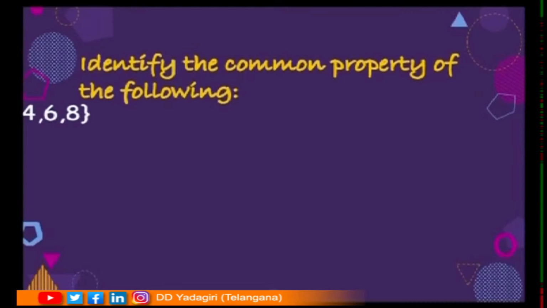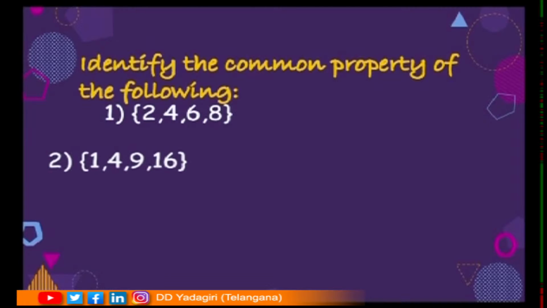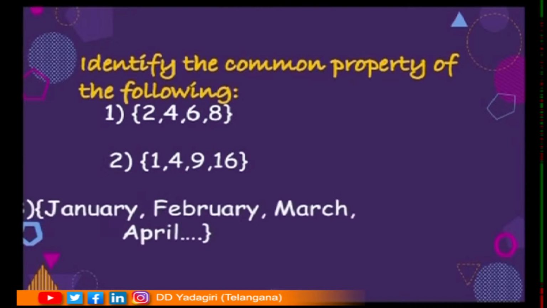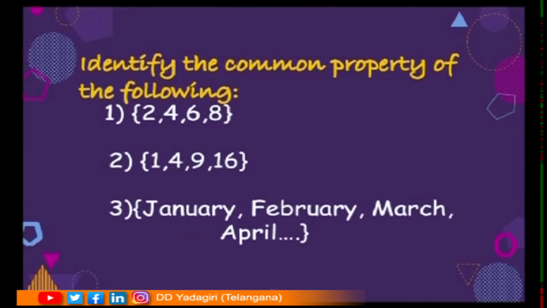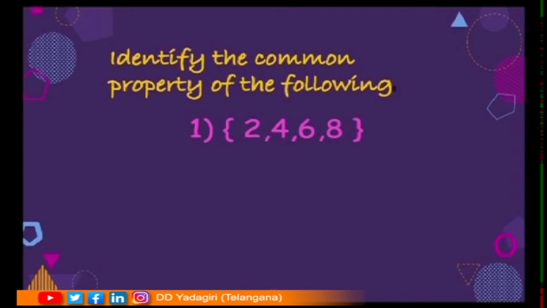Now, let us try to identify the common properties of the following sets. The first set is 2, 4, 6 and 8. The second set is 1, 4, 9 and 16. And the third set is January, February, March and April. Now, let us try them one after the other. When you look at the first set, 2, 4, 6 and 8, you will easily identify that these are the first 4 even numbers.